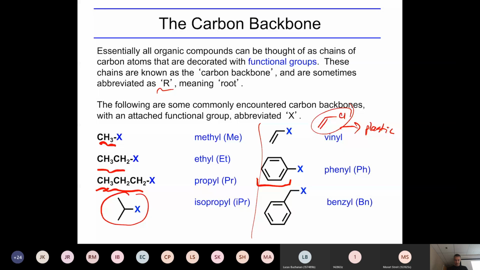If there's a 6-carbon ring with alternating double and single bonds, we call that a phenyl group. If there is the same group with a CH2 before the X, we call that benzyl. And we have dozens and dozens of these sorts of names, and we're not going to go through them all and make you memorize them all. The ones that you see on the left side, probably yes, you will have to memorize those, but you will see these quite frequently. Methyl, ethyl, propyl, isopropyl or 2-propyl, you'll see quite a bit.